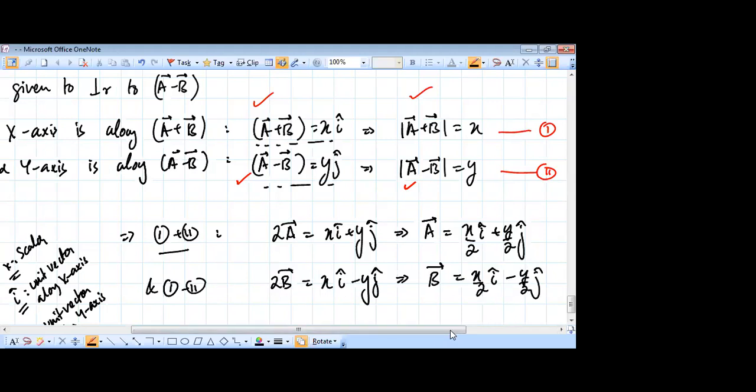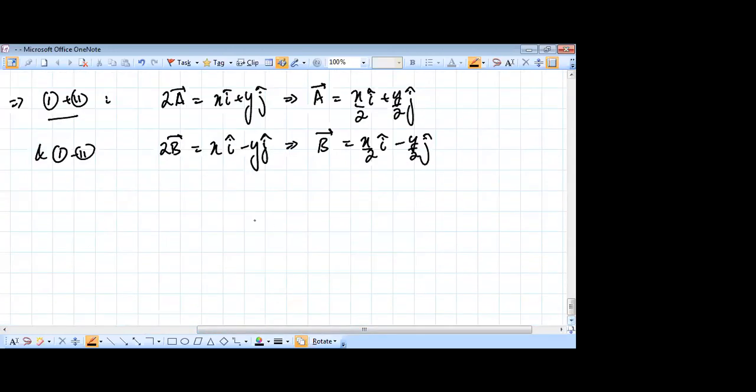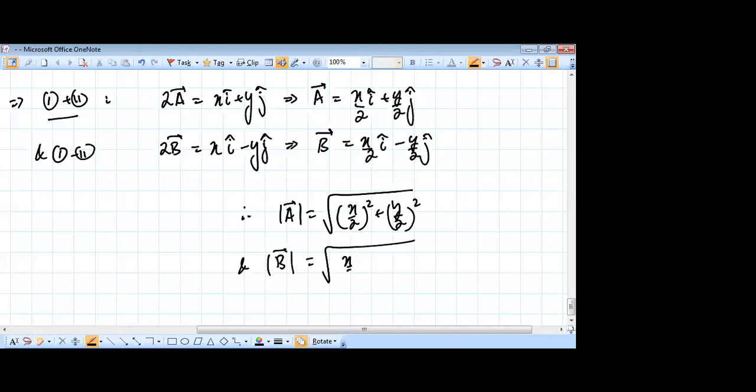So now you can see the first thing. From here I can now find the ratio of their magnitudes. Therefore magnitude of E is square root of x by 2 whole square plus y by 2 whole square, and magnitude of B is also the same. It is square root of x by 2 whole square plus y by 2 whole square, because you are squaring, so the minus sign doesn't matter. So this is showing you that magnitude of E is to magnitude of B has to be 1:1. This is giving you the first part's answer.